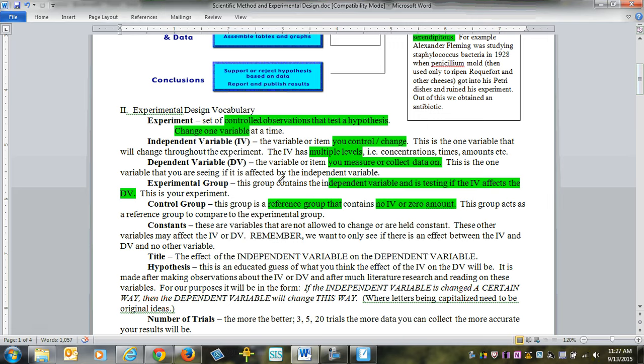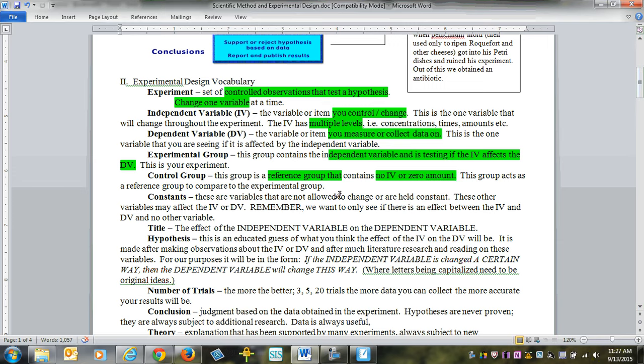All right, if I want to test the effect of acid on seed germination, my control would be, I would use water, a neutral water solution, and see how does the seed do in just neutral water, and then I could have an acid solution. 1 molar, 2 molar, 3 molar. Molar is a unit for concentration.